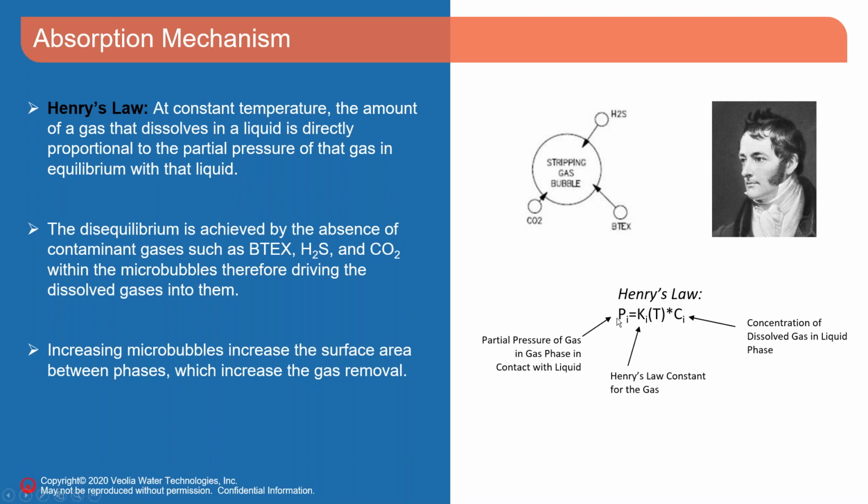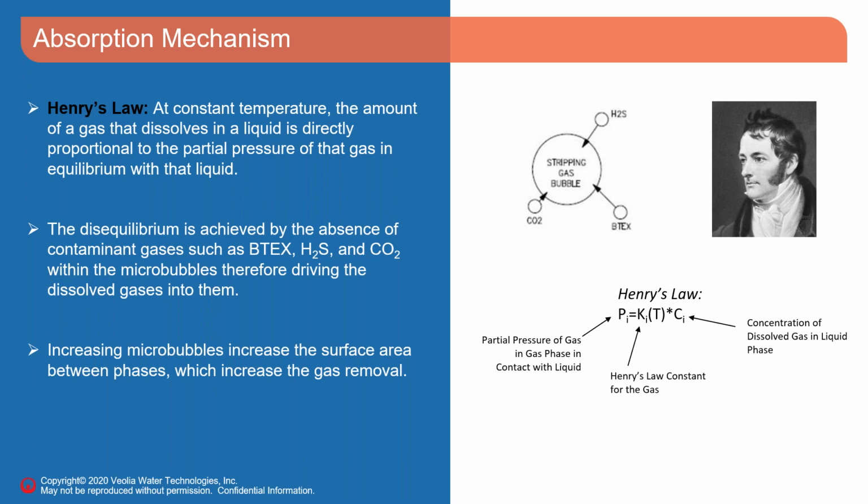The equation says that the partial pressure of H2S in the gas phase is equal to the Henry's law constant for the gas, the temperature of the liquid, and the concentration of the dissolved H2S in the liquid phase. Meaning, if you have one gas at a constant temperature, H2S dissolved in a liquid is directly proportional to the partial pressure of H2S in the gas phase. This is the principle behind the CoStrip technology.